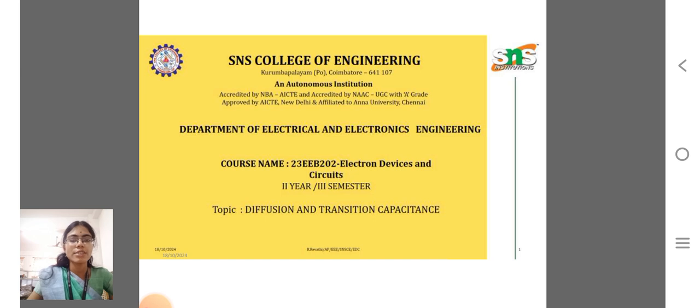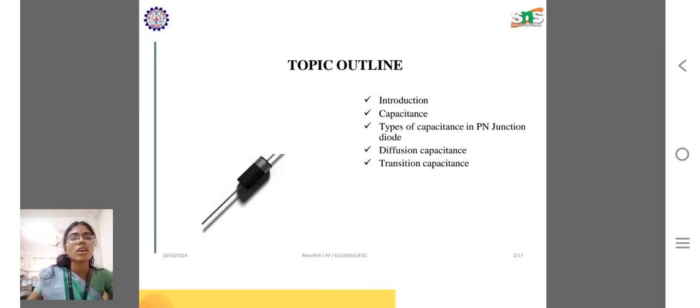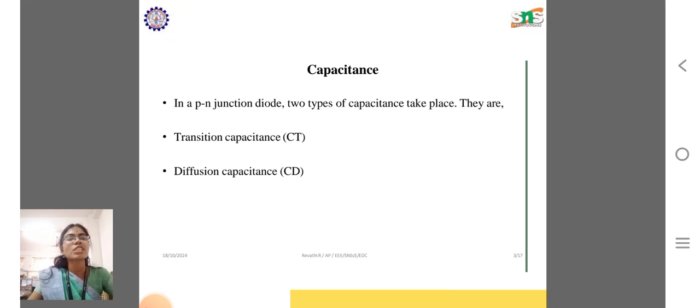In this lecture series video of Electron Devices and Circuits, today's topic is diffusion and transition capacitance. The topic outlines are introduction, capacitance, types of capacitance in PN junction diode, diffusion capacitance, and transition capacitance. In a PN junction diode, two types of capacitance take place: transition capacitance, which is also known as CT, and diffusion capacitance, which is also known as CD.